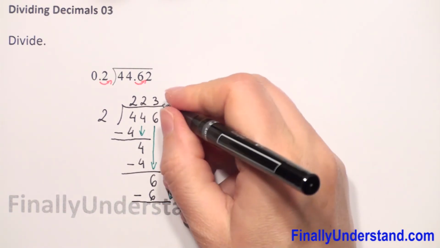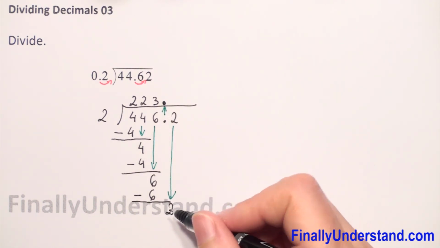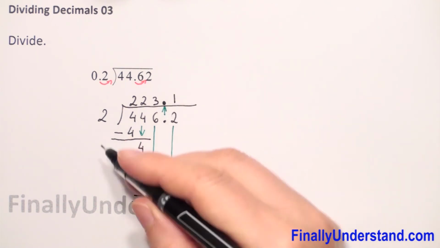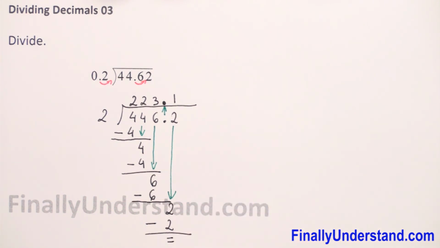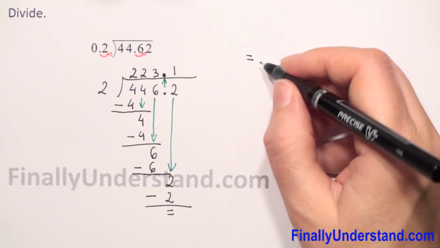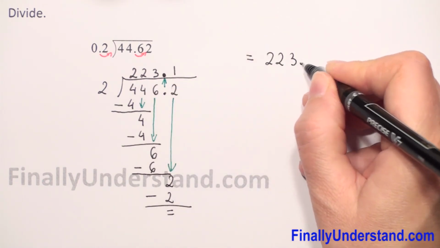So we have here the decimal point. And 2 we take down. Now, how many times can we put 2 into 2? 1, of course. 1 times 2 is 2. Subtraction, 2 minus 2 is 0. So we finish long division. And our solution will be whatever we have on the top: 223 decimal point 1.